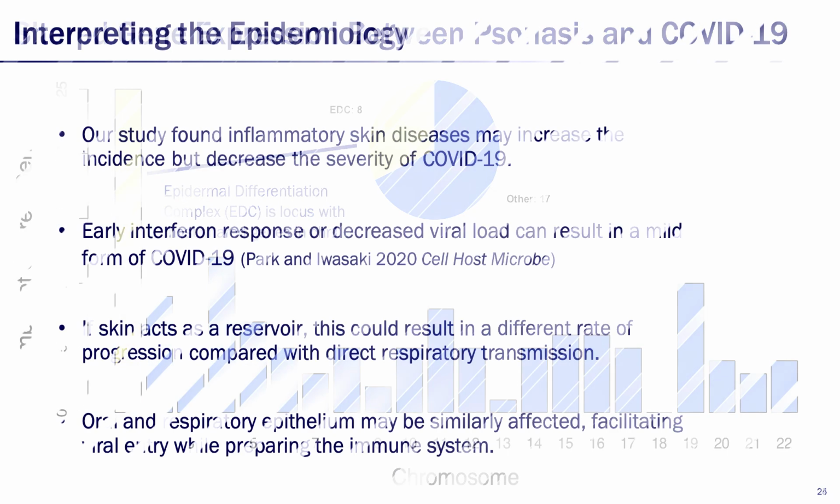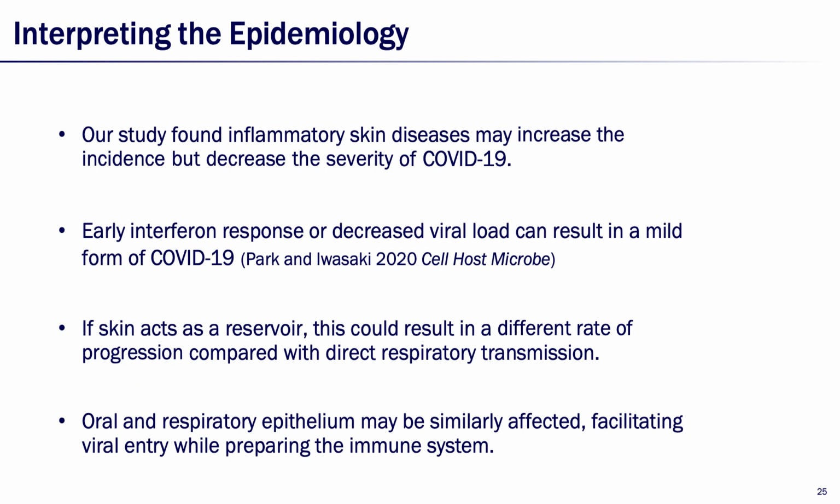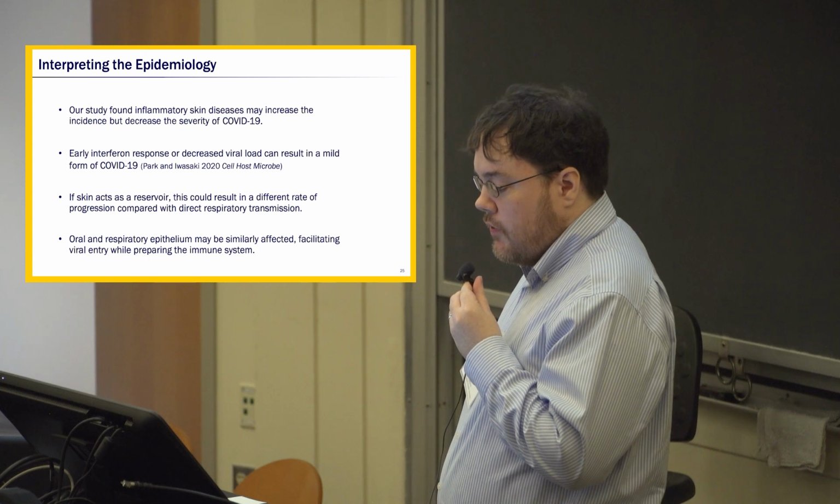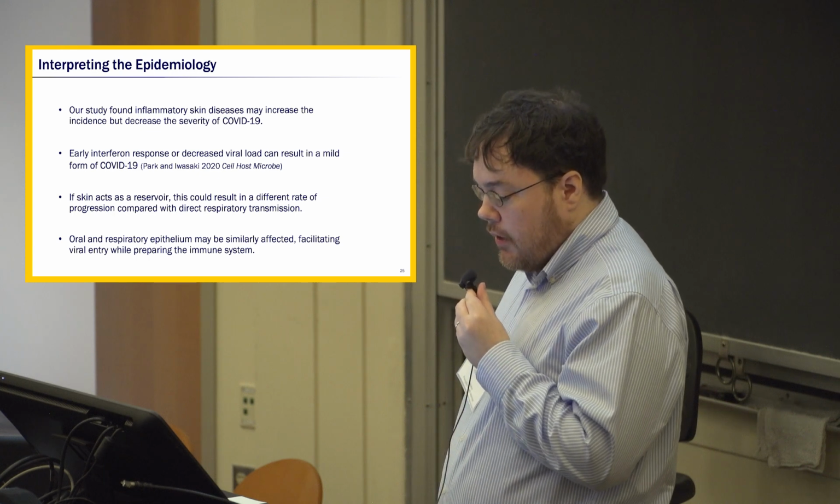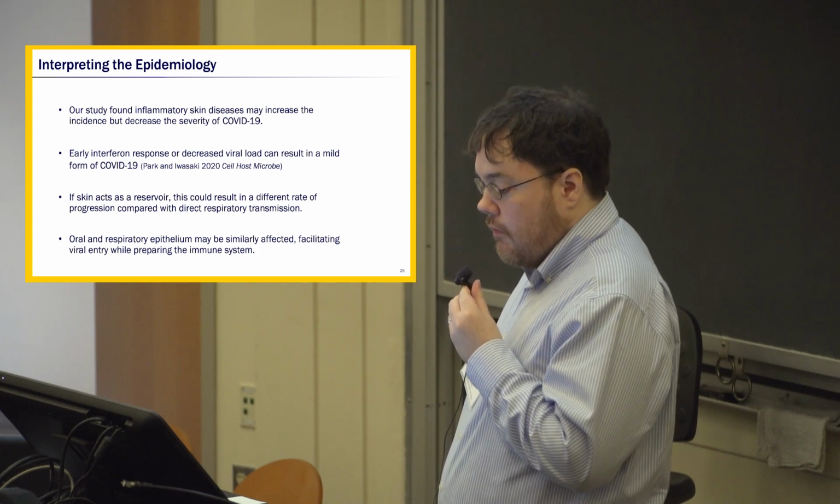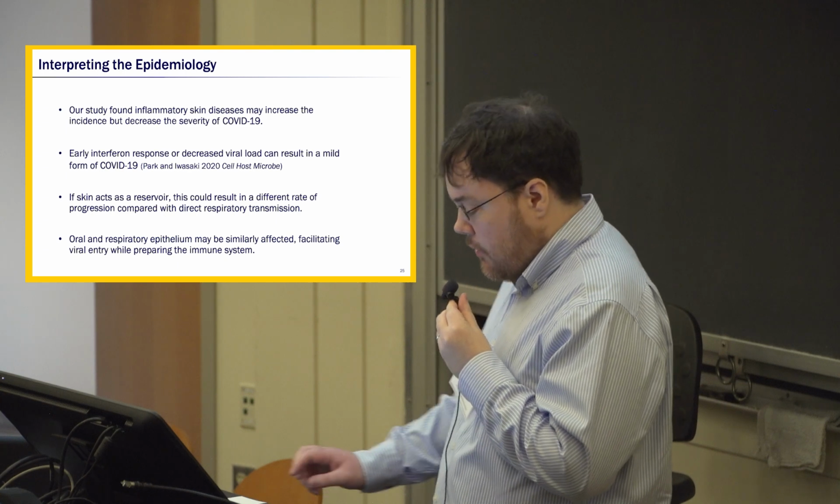So our study found inflammatory skin diseases may increase the incidence but decrease the severity of COVID. The early interferon response or decreased viral load could result in a mild form, and if skin acts as a reservoir, this could result in a different rate of progression compared with direct respiratory transmission. And oral and respiratory epithelium may be similarly affected as skin, facilitating viral entry while preparing the immune system for response.